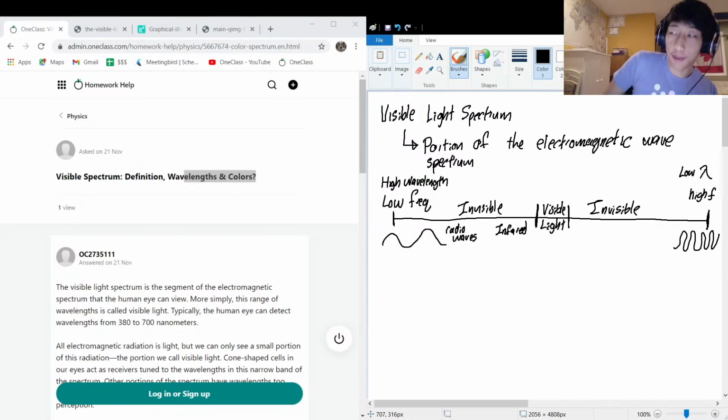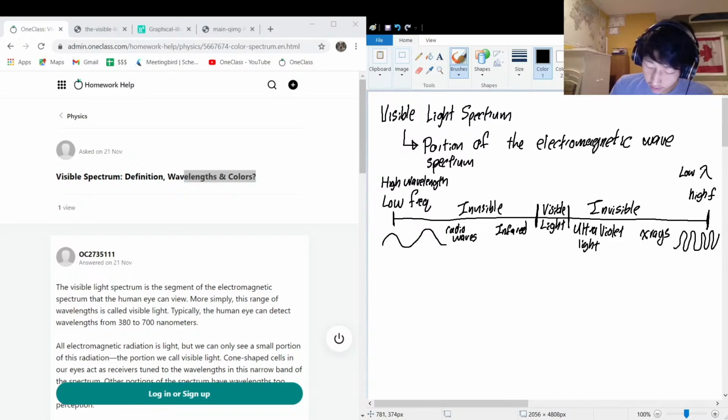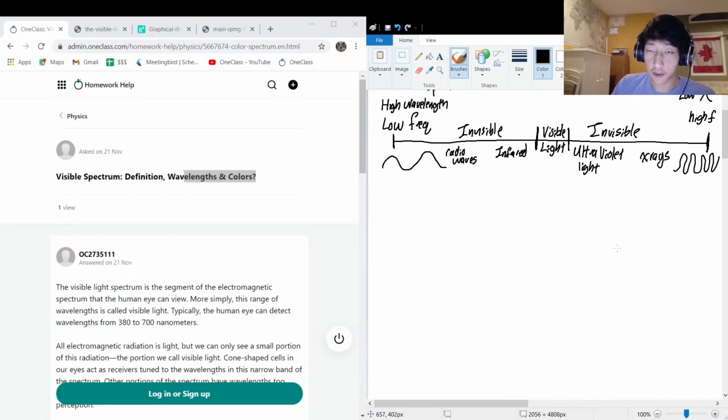So yeah, that's just one application of infrared light, in night vision goggles. And in the invisible range, higher frequencies get into ultraviolet light, and then also X-rays and gamma rays, which tend to be higher frequency stuff. Okay, now within the visible light spectrum, we have our different colors, and this is difficult to draw.